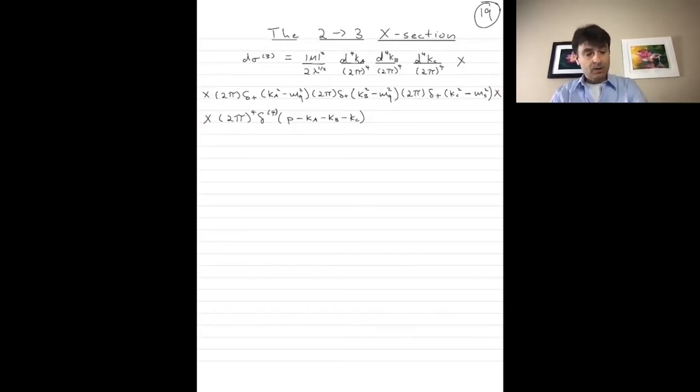Now I'm going to want to reduce this down. First of all, I want to take all the delta functions I can to get rid of as many integrations as I can. But I also want to make some of these approximations that simplify the expression when S is much larger than the masses squared. So let's do that.